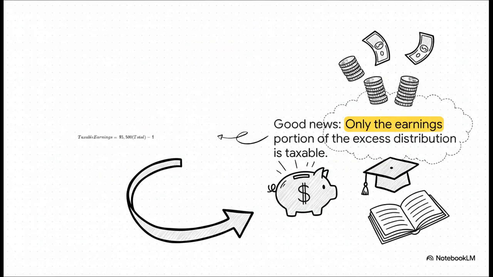Now hold on, it's not quite as bad as it sounds. The good news is that the entire $4,000 isn't taxed. According to the rules in Section 529, it's only the earnings portion of that excess distribution that gets counted as taxable income. The part that was your original contribution, your basis, always comes back to you tax-free.